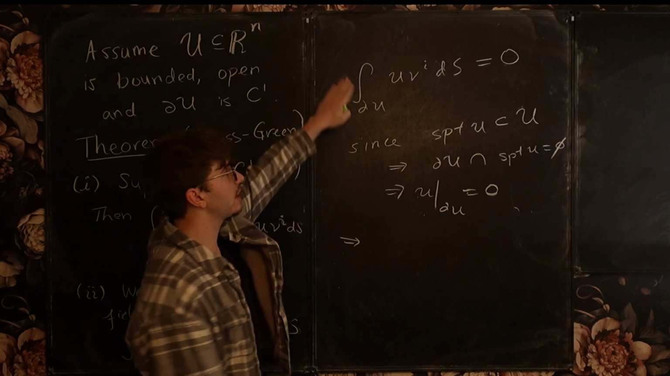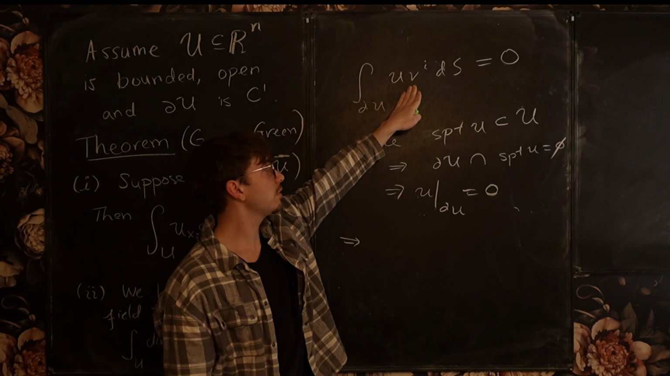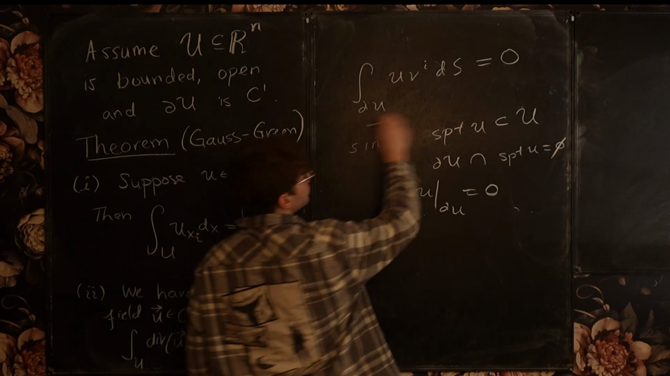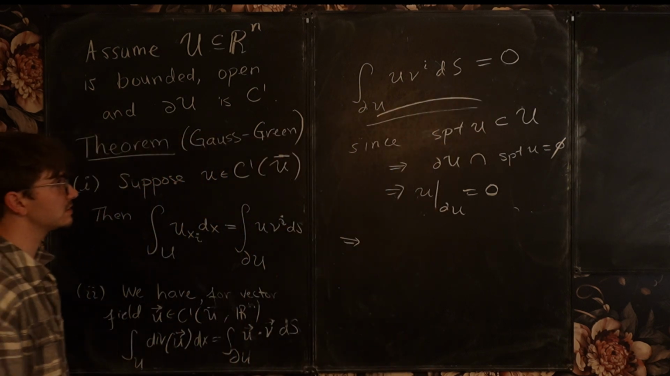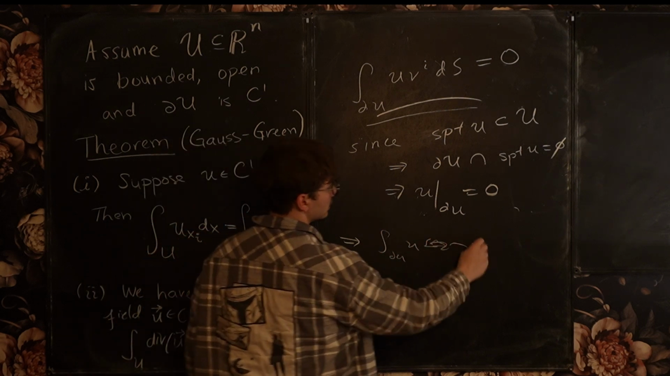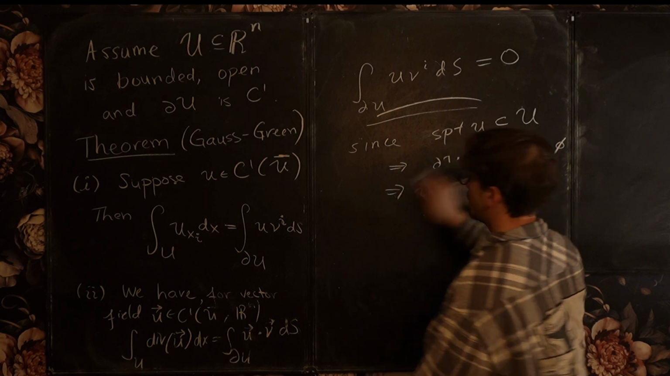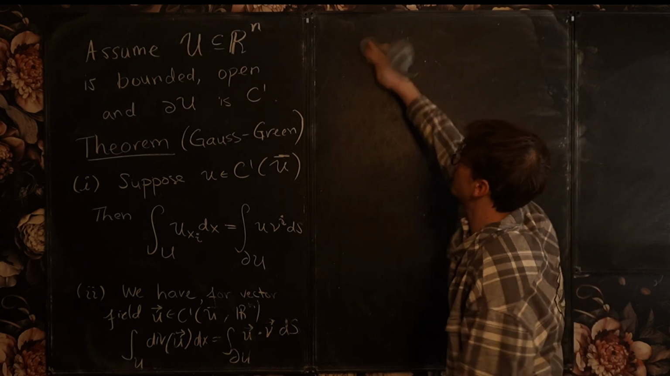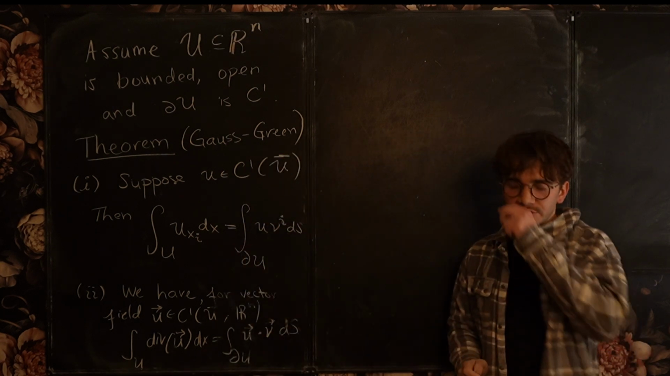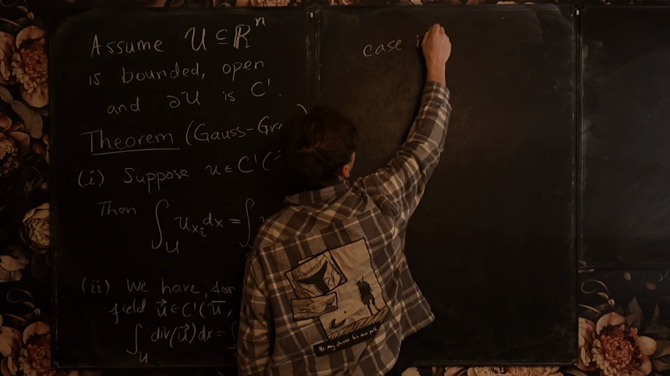So this tells me that if I integrate over the boundary the values of u multiplied by the ith component of the unit normal vector, well, the values of u are just 0. So this integral gives me this result. This means that the integral over the boundary of U of u times anything is 0. All right, so we've established case 1. And it turns out that in case 1, the right-hand side and the left-hand side of this theorem are both just 0.